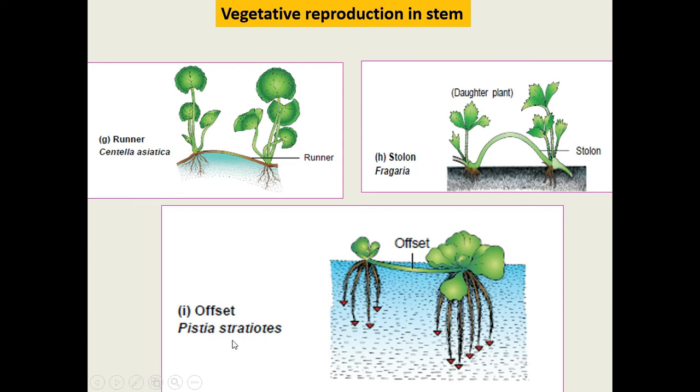Next, offset, that is Eichhornia crassipes. So the offset is the same as the stolon, but it comes under the aquatic systems. So you see here the offset. It is the branch that we call an offset. It interconnects the two individuals. After detachment, it grows as a separate individual. Even if it detaches from its branch itself, it grows individually. Hence, it is vegetative reproduction in stem.